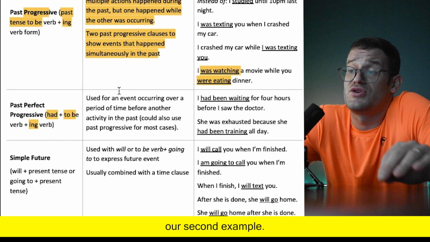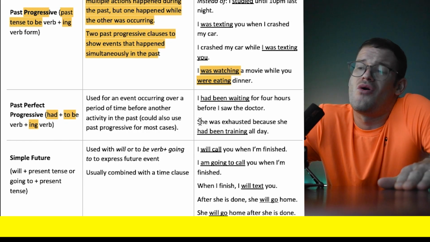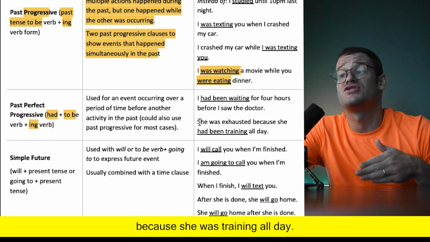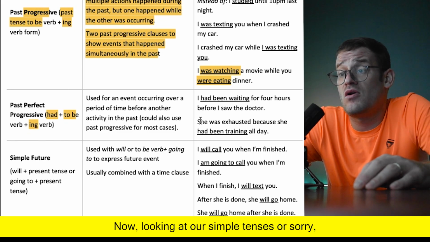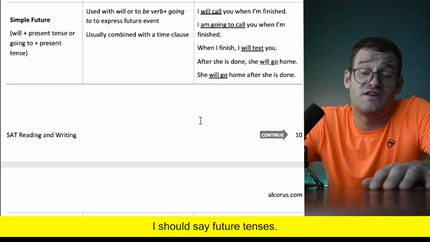Or a second example, she was exhausted because she had been training all day. Once again, if you wanted to use past progressive, she was exhausted because she was training all day. Very similar use. All right, now looking at our future tenses.